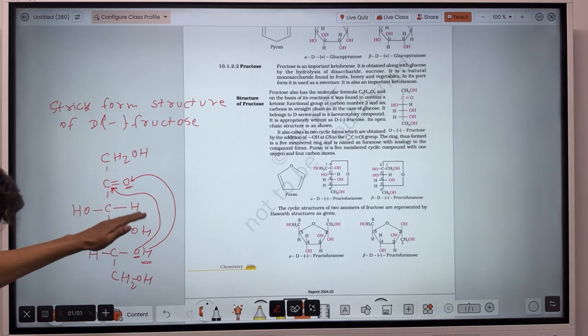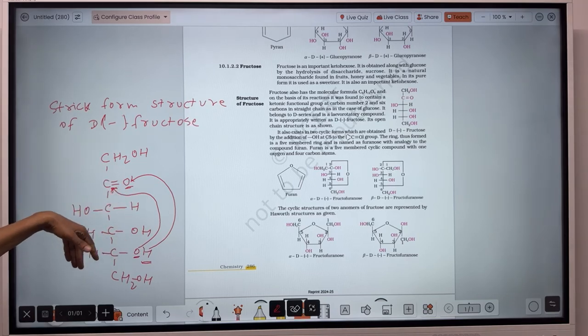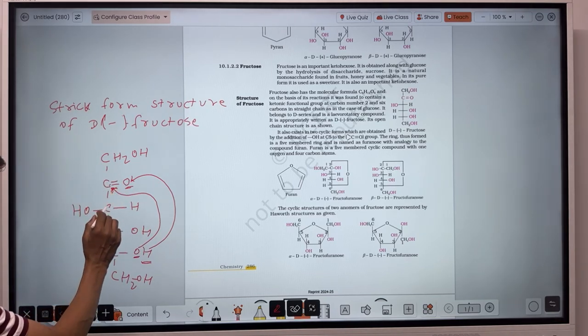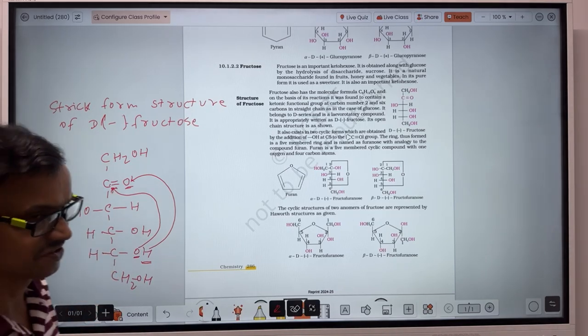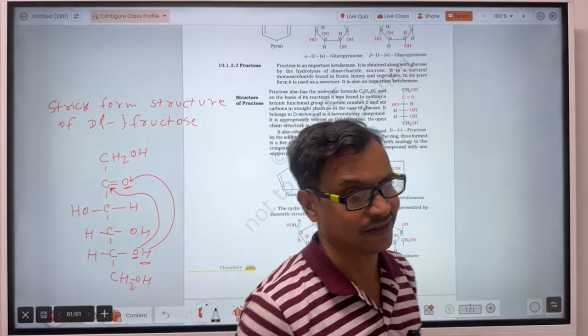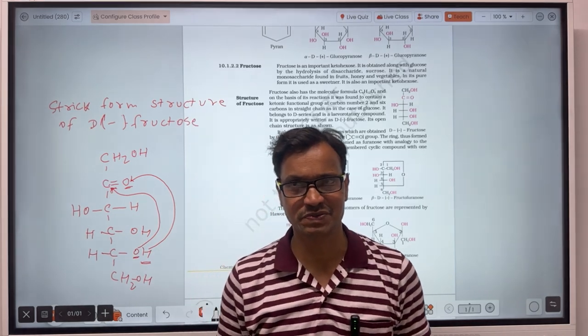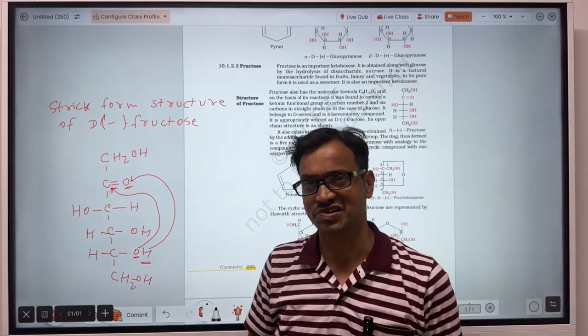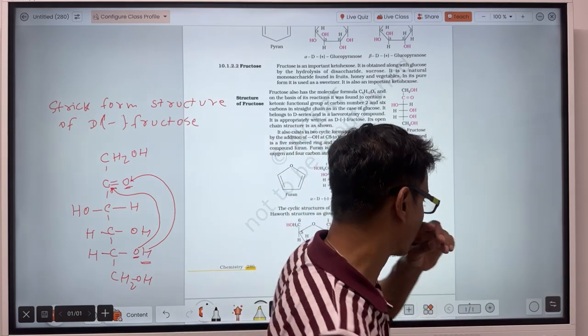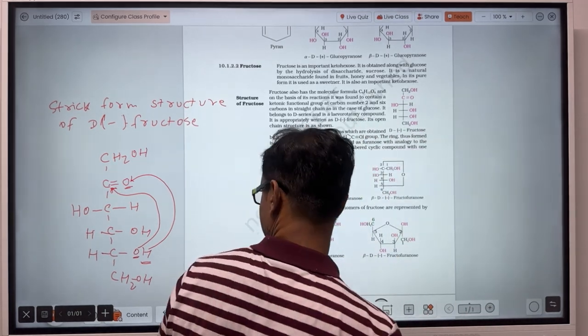As a result, there will be a formation of a ring, and the ring will be composed of what? So 1, 2, 3, 4. These 4 carbons and this oxygen. So the ring of fructose will be composed of 4 carbons and 1 oxygen. So let's see how to draw the cyclic structure.